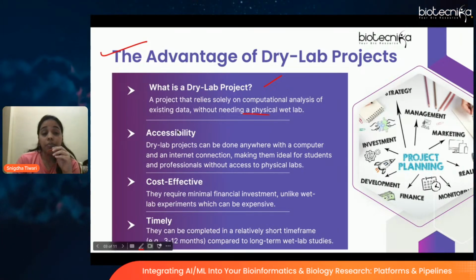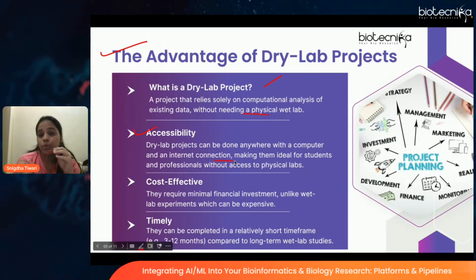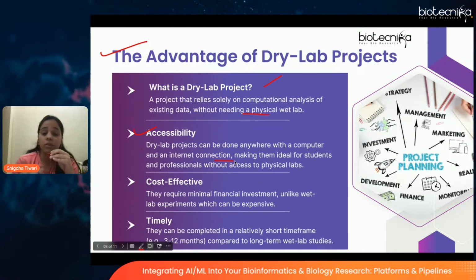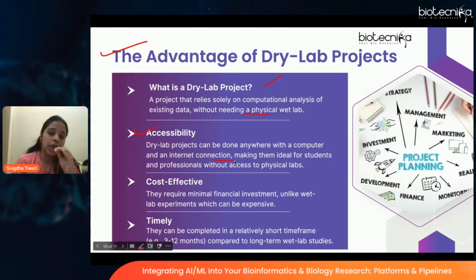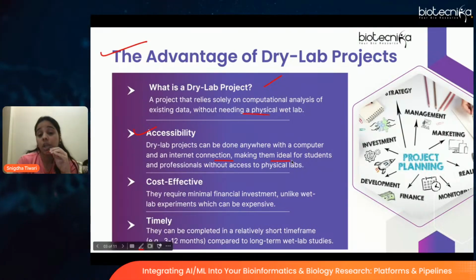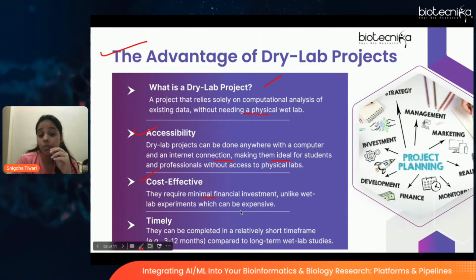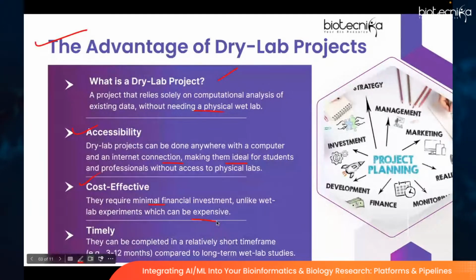Accessibility: dry lab projects can be done anywhere with a computer and a good internet connection. Your storage should be good, computer RAM, and your internet connection should be good, and that pretty much goes with dry lab experiments, making these projects ideal for students and professionals, of course, without access to physical labs, right? They are cost effective as well. They require minimal financial investment, unlike wet lab experiments, which might be expensive a lot of times, with all the chemicals, overhead expenses, all of that.